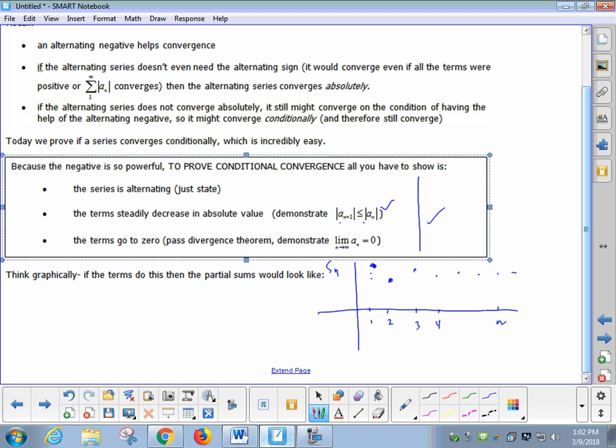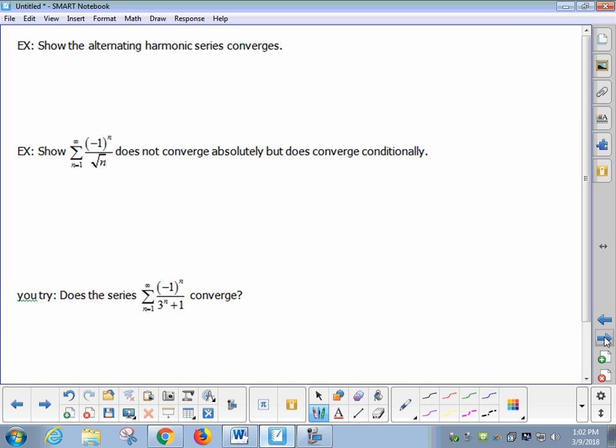Now, I'll just show you really quick how easy it is to prove conditional convergence. If we were to show the alternating harmonic series converges, does the alternating harmonic series converge absolutely? Why not? Because if we did it absolutely, we'd look at the positive. The positive is the harmonic, and the harmonic diverges, so it doesn't converge absolutely, right? Yes. Okay. Now with the negative, however, it will. We can show that.